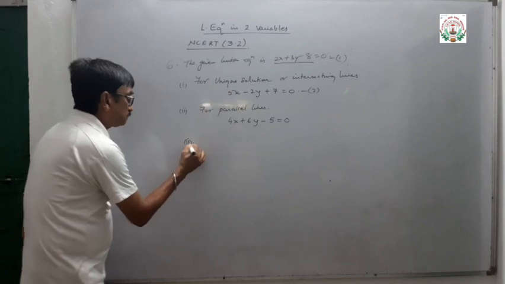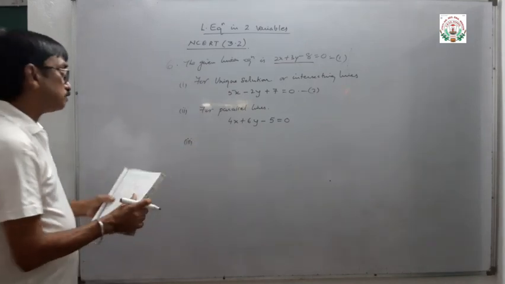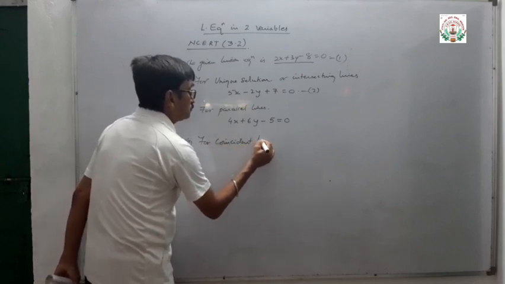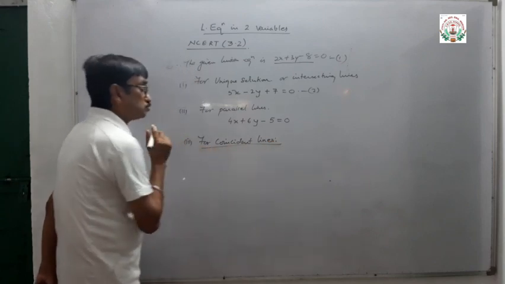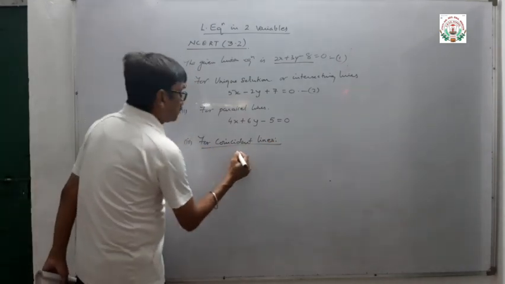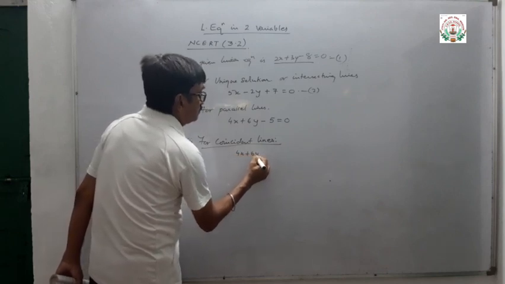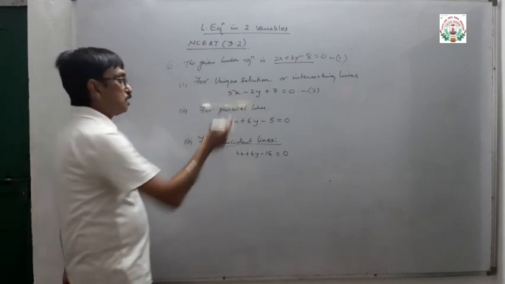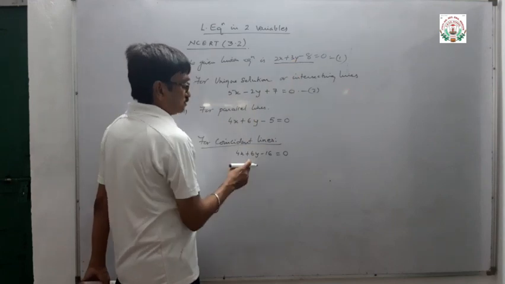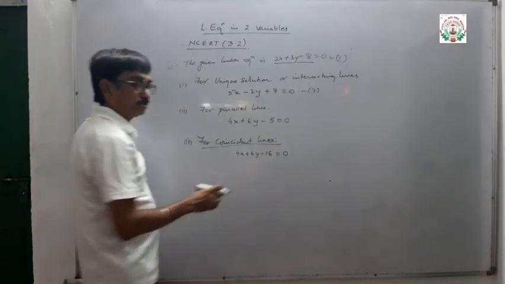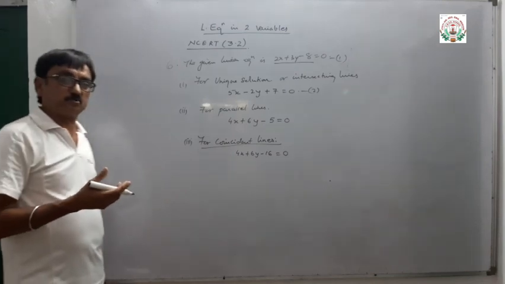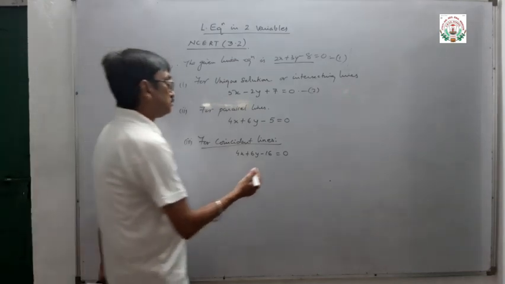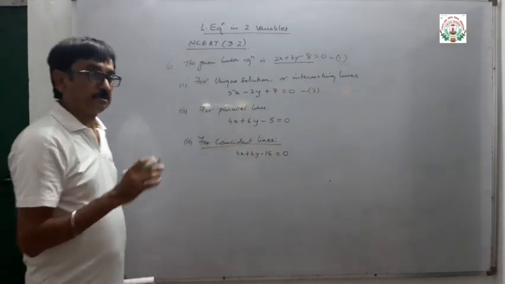Now the third one is for coincident lines. All three ratios must be equal. So what we do is take 4x plus 6y minus 16 equals 0. Now if we compare their coefficient ratios, 2 by 4 equals 1 by 2, 3 by 6 equals 1 by 2, minus 8 by minus 16 equals 1 by 2. So all three ratios are equal: a1 by a2 equals b1 by b2 equals c1 by c2. So these two will now give the graph for coincident lines.